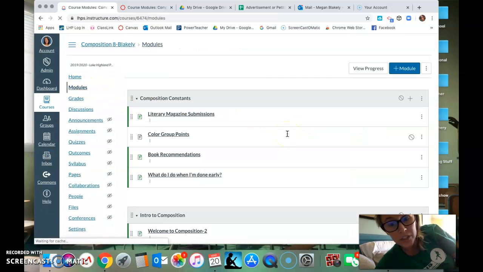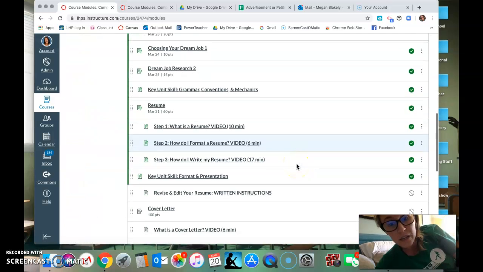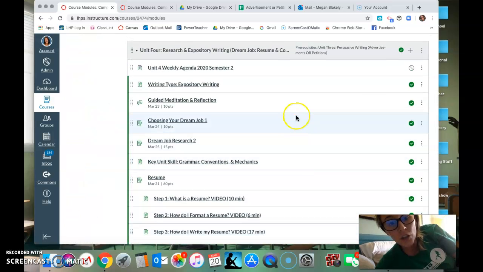a module that is all about your dream job. So you are going to start with a guided meditation and reflection. Then you are going to choose your dream job. You'll do some research on that dream job. You'll take a quick break from dreaming about your job to do a lesson on grammar, conventions, and mechanics. It is an Edpuzzle, yes.